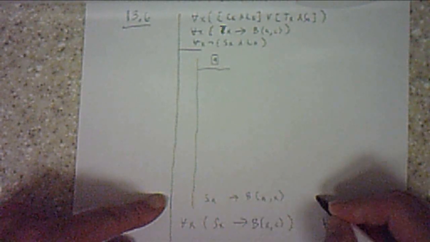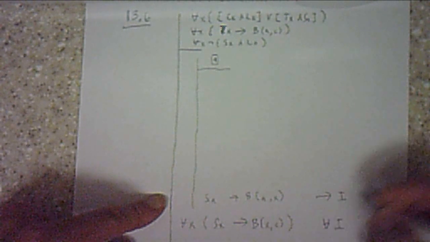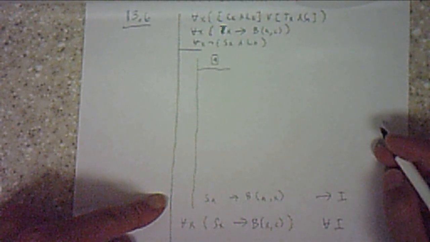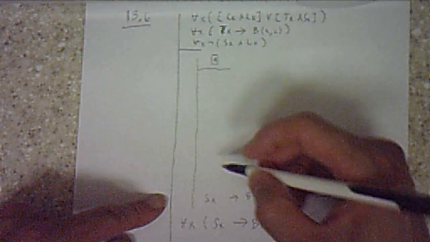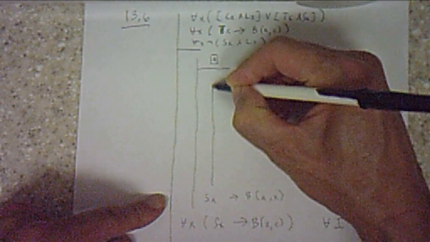Identify the main connective, which is the arrow. And then you guess intro. You flip to it in the rule sheet. You look it up. And what does it say you need?